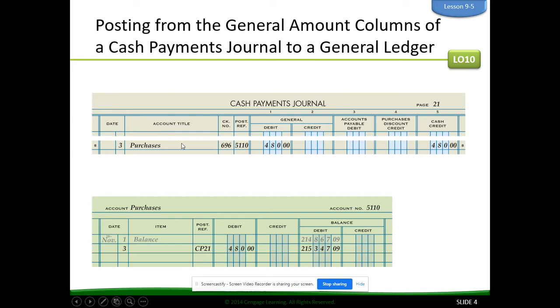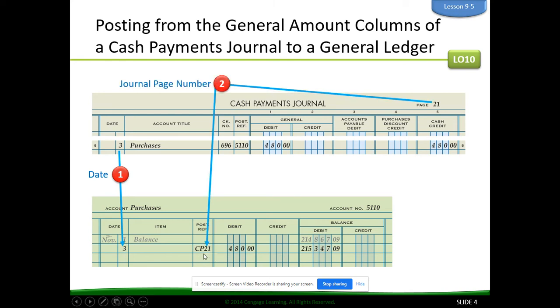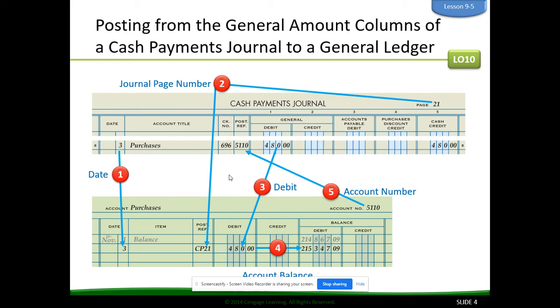However, we do not have to post every single line to the accounts payable ledger because not every line would be posted there if it's not to a specific vendor. Anything that has an amount in the general debit column would just be posted to the regular general ledger like we learned previously in chapter 4. So we would just put the date, cash payments journal page 21, debit amount, debit and debit means we add, and we put the account number back in the post reference. So again, this is exactly as we did in chapter 4.